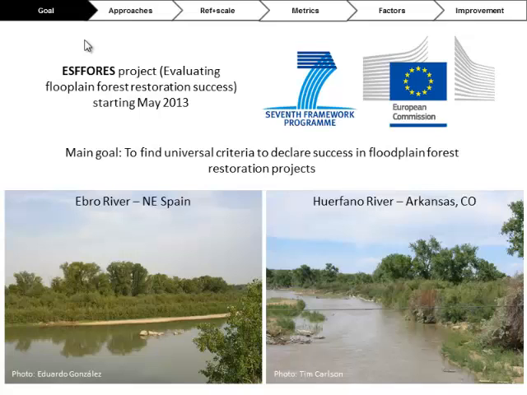Well, this project is part of a larger project called S4S, whose main goal is to find universal criteria to declare success in floodplain forest restoration projects. This project was funded by the European Commission in the 7th Framework Program, and the idea was born because we were aware of the similarities between rivers in the semi-arid area of Europe, the Mediterranean area, where I come from, and the rivers in the American West.